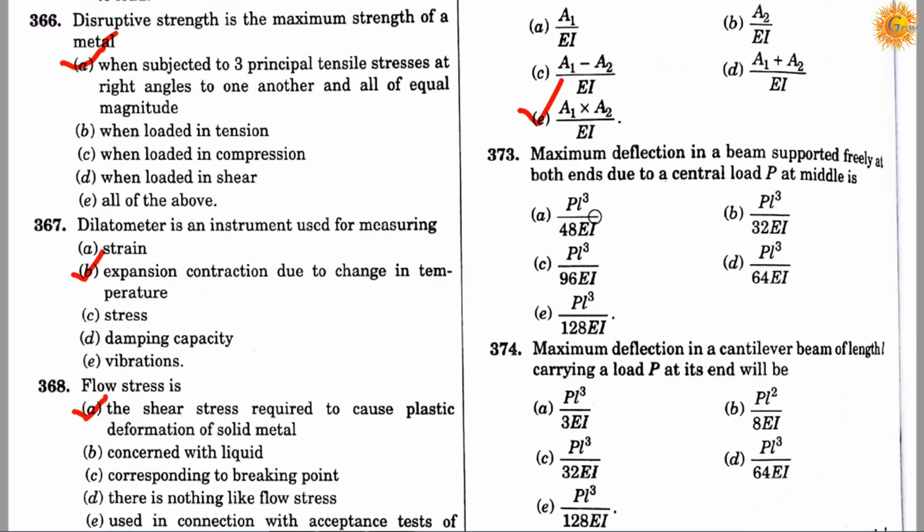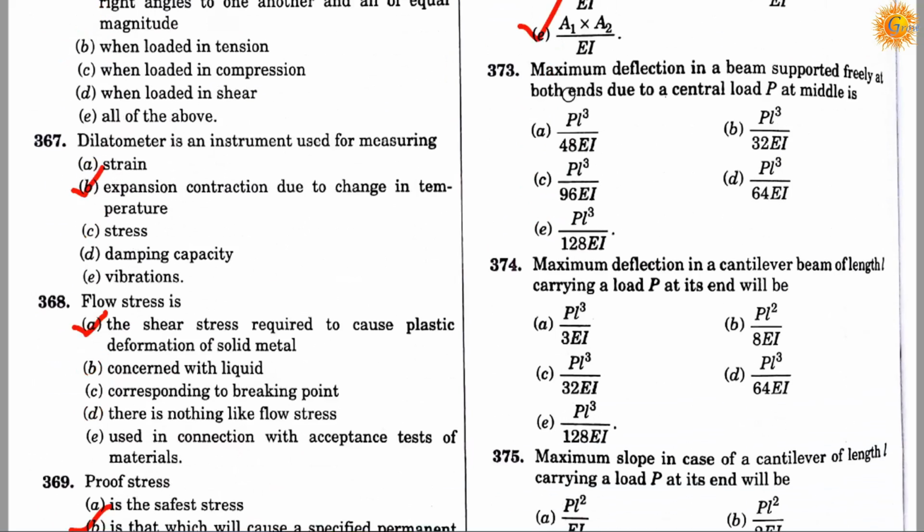Question number 373. Maximum deflection in a beam supported freely at both ends due to central load P at middle is option A, PL cube divided by 48 EI, option B, PL cube divided by 32 EI, and option C, PL cube divided by 96 EI, option D, PL cube divided by 64 EI. Option E is PL cube divided by 128 EI. Correct answer is A. It will be PL cube divided by 48 EI.